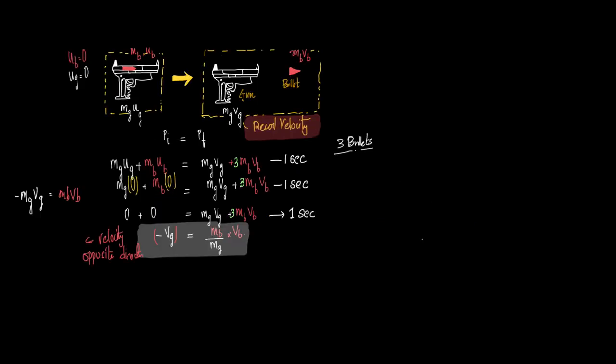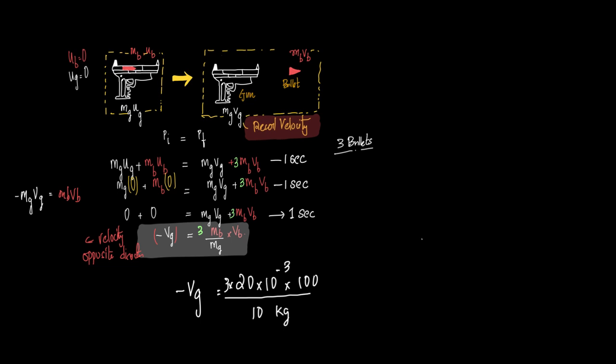Okay, so now we can write that minus Vg is equal to, what is the mass of the bullet? The mass of the bullet is given to us as 20 grams, so it is 20 into 10 to the power minus 3. Now there's a 3 missing here, so we have 3 into 20 into 10 to the power minus 3 into, what is the velocity of the bullet? It is 100 meter per second. The whole divided by, what is the mass of the gun? The mass of the gun is given to us as 10 kilograms.